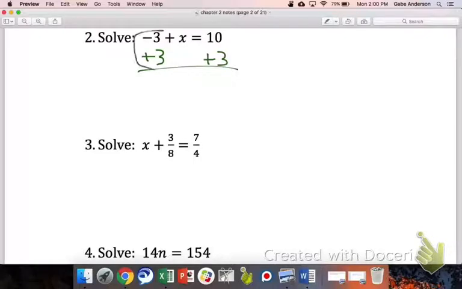What is -3 plus 3? 0. That's the whole point of doing this, right? It gets rid of that -3. So the left side is just x. The right side, of course, is 10 plus 3. 13. 13 is the solution to this particular equation.